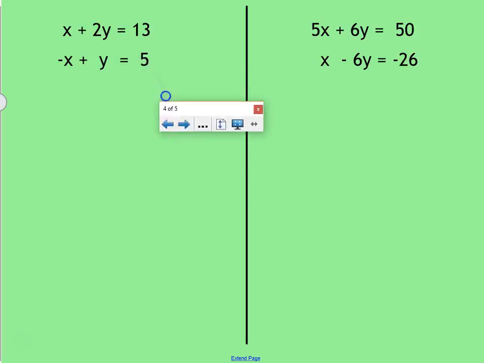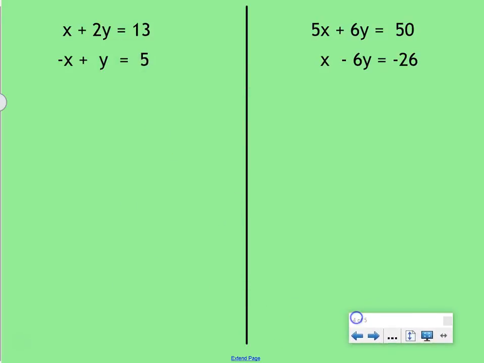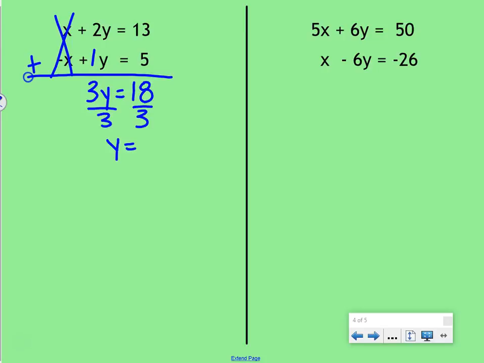A couple more examples for us just to make sure we got the hang of it. Again, treat it like one big addition problem. x plus negative x, these are opposites, so they cancel out. 2y plus 1y equals 3y. 13 plus 5 is 18. Divide both sides by 3. y equals 6. Substitute to solve for x.